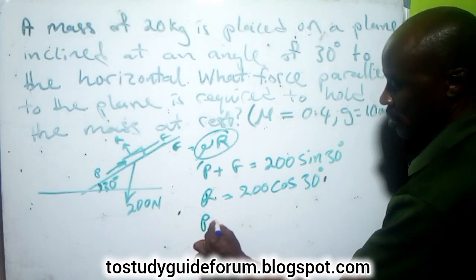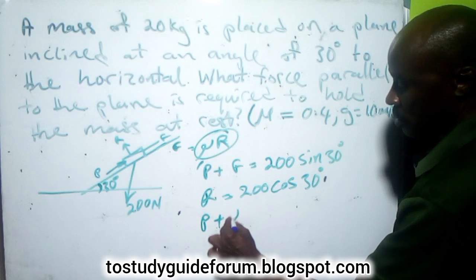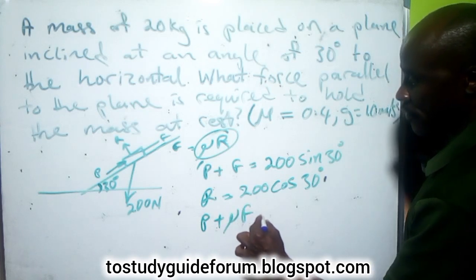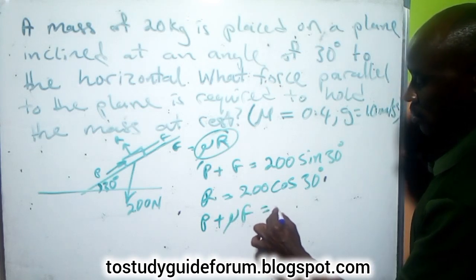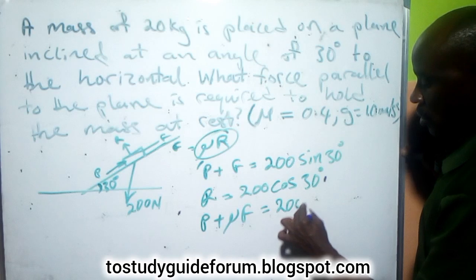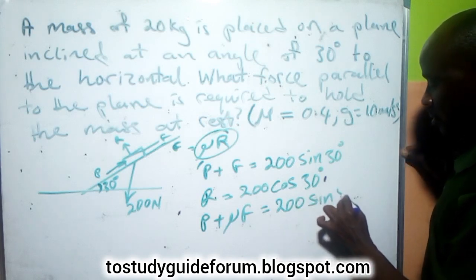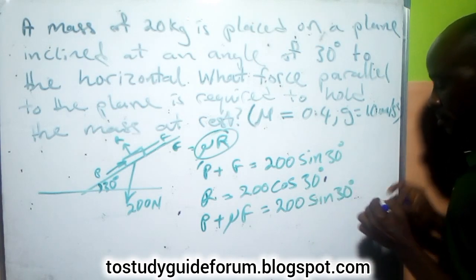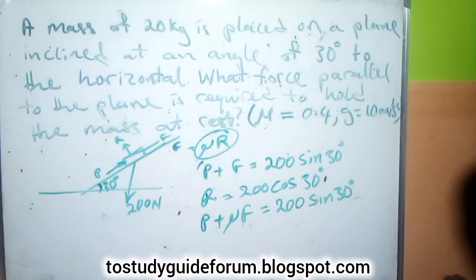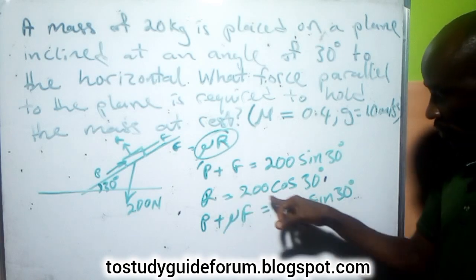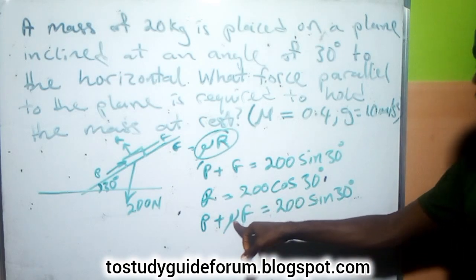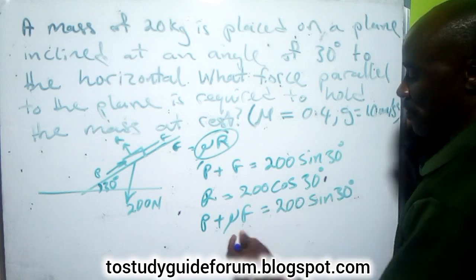P plus F equal to 200 sine 30 degrees. That is what we have. Then we can add this for that, and the other one. What do we have for coefficient? Coefficient is 0.4.